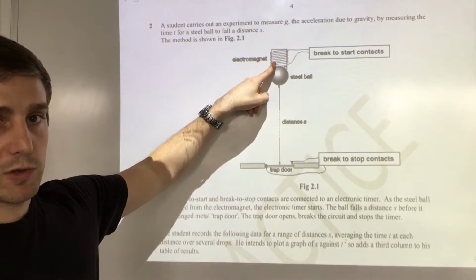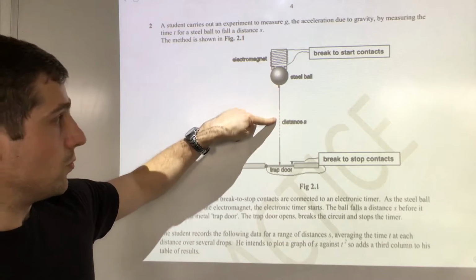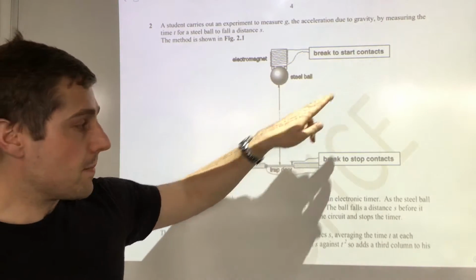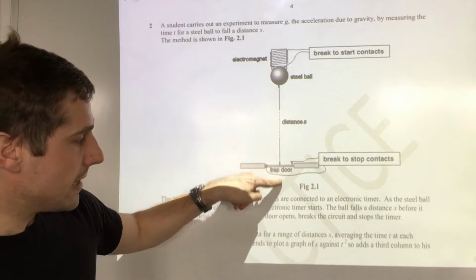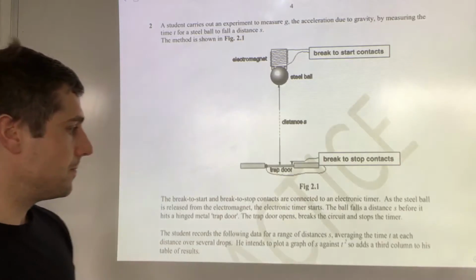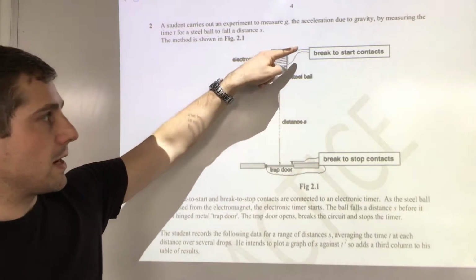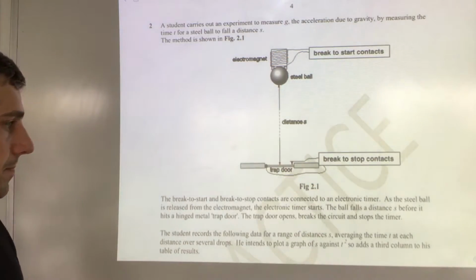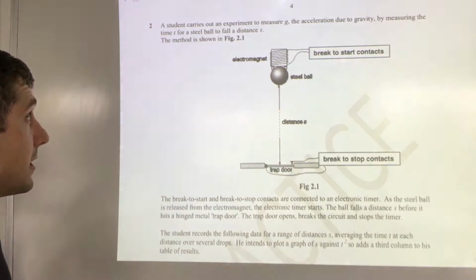When you switch the electromagnet off, which will release the ball, that will start a timer. And when the ball hits the trapdoor, that will break this contact and stop the timer. So we've got an automated way of starting and stopping the timer to eliminate human reaction time.